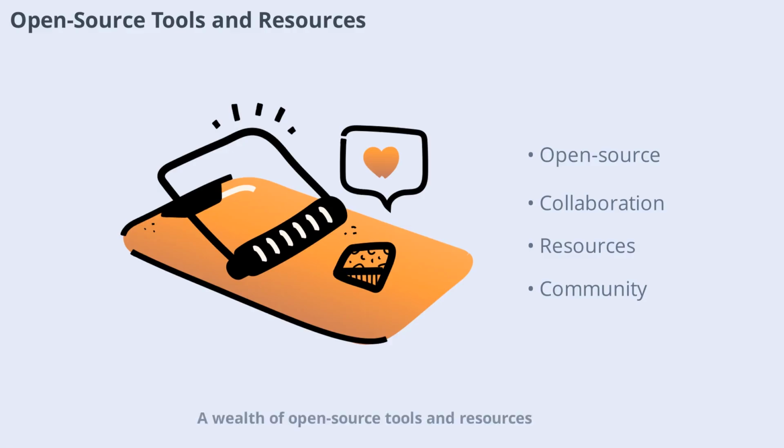A wealth of open-source tools and resources are available for researchers interested in evolutionary algorithms. These include software libraries, datasets, and online communities where scientists can share code, collaborate, and learn from each other. Open science accelerates progress and democratizes access to cutting-edge methods.